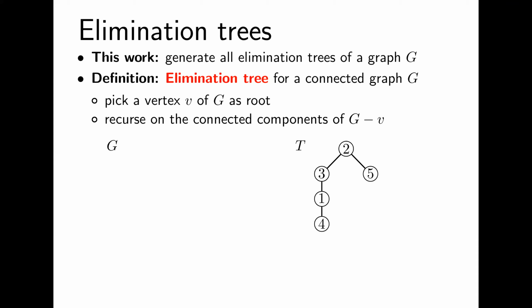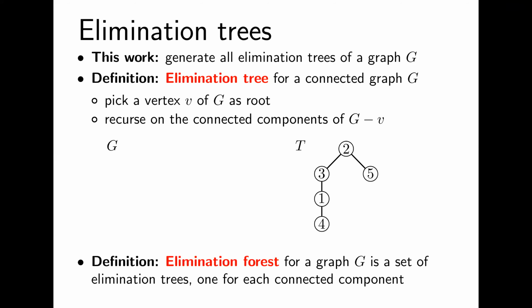And of course, there are many different elimination trees corresponding to different orders of removing the vertices from the graph. And now I look at all the possible elimination trees for the given graph. So this is a set of objects, and this is the set of objects I want to generate now.